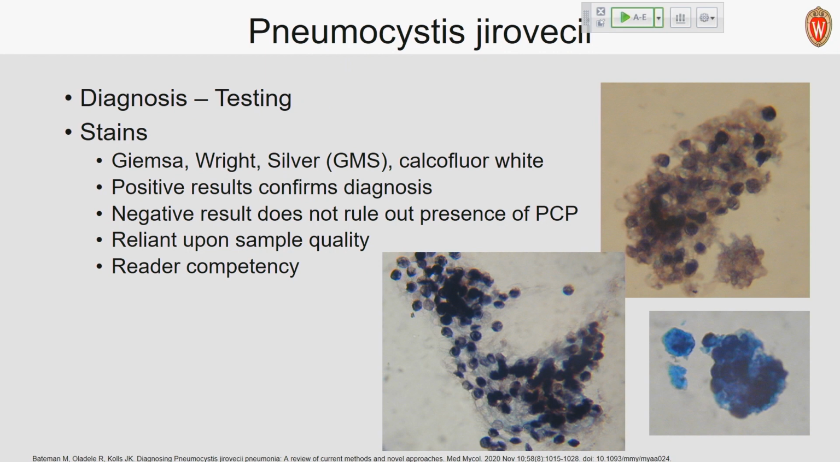So the historical way to diagnose this is through a stain, and that can either be a fluorescent stain or a traditional stain like a silver stain or a Wright stain. These are some examples of it with the classic honeycomb type look to them. The good thing about the stains is a positive result does confirm diagnosis. The unfortunate thing about them is the negative result does not rule out the presence of it, just because it can be hard to detect and it's relying upon sample quality, reader competency, and all the other things that go along with microscopy.